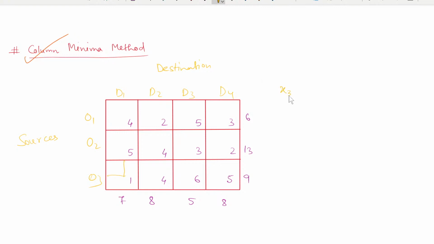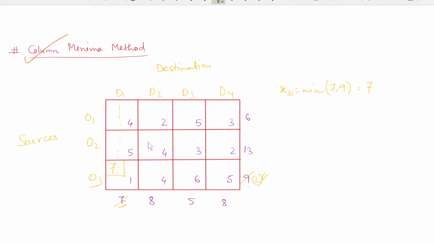So x31 is equal to the minimum of the total demand of D1, which is 7, and the total availability of the origin O3, which is 9. The minimum of 7 and 9 is clearly 7. Therefore we allocate 7 here. The demand for destination D1 is exhausted, and the availability from origin O3 is remaining 2 units. Now we go to the next column.